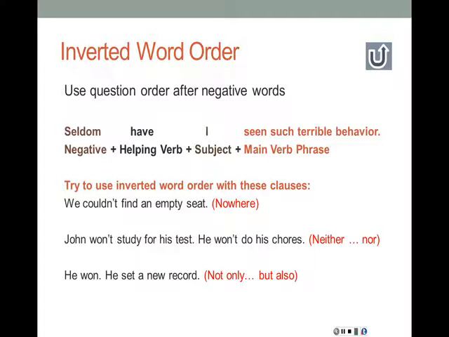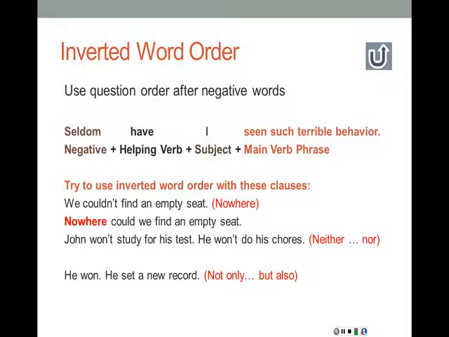We couldn't find an empty seat turns into nowhere could we find an empty seat. And couldn't is negative, so we need to make it positive if we're going to use it with a negative word. And could, helping verb, we, subject, find, main verb.